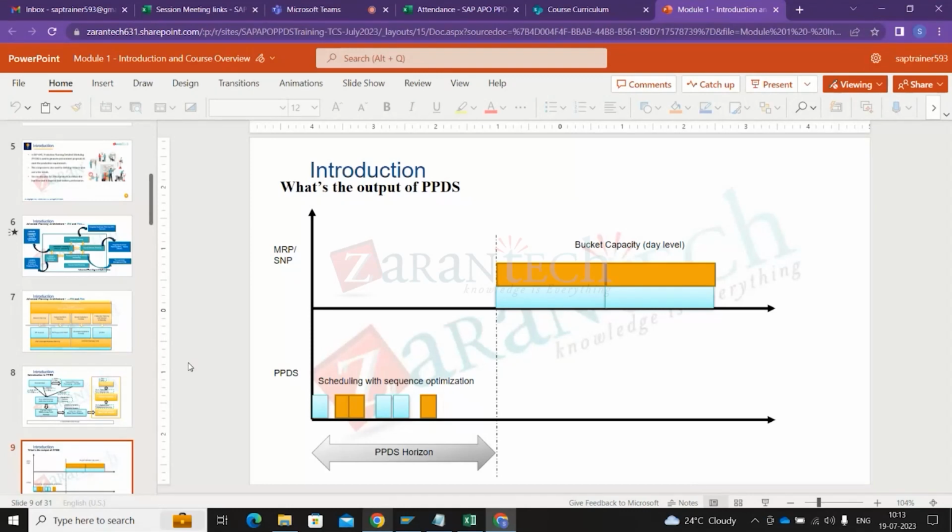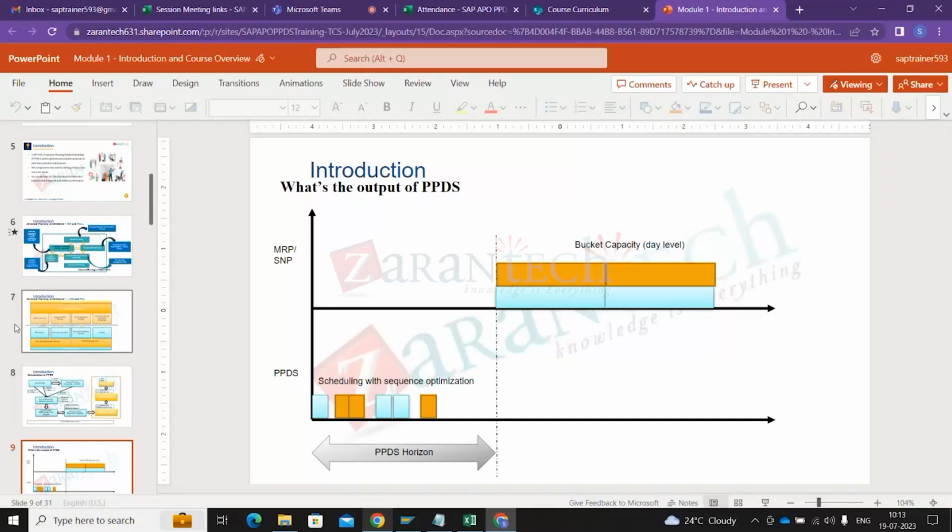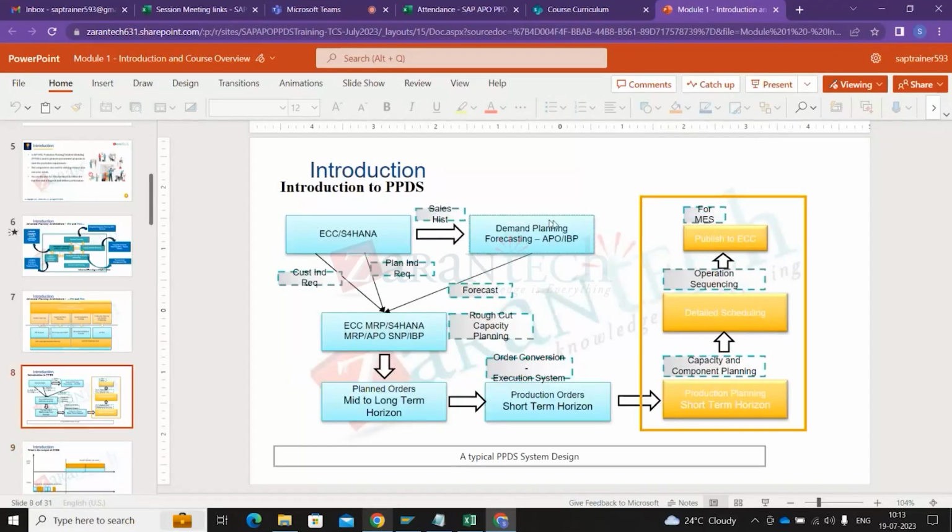Okay. In your current project, you said you're working on IBP, right? Which module of IBP? Demand. Demand module. Okay, so you must be able to connect these dots of realignment and interchangeability and all those things, right? Okay, good.